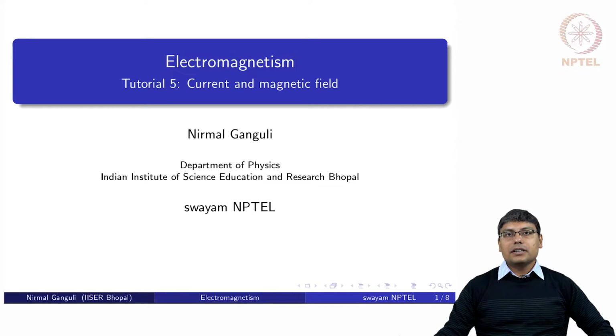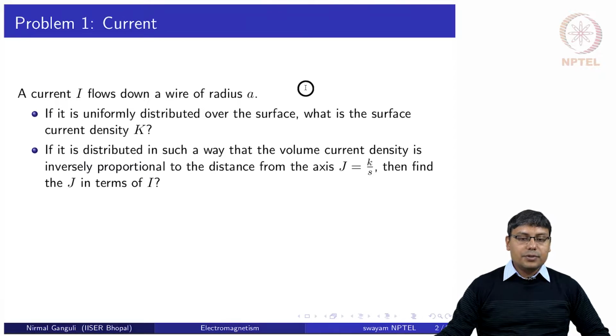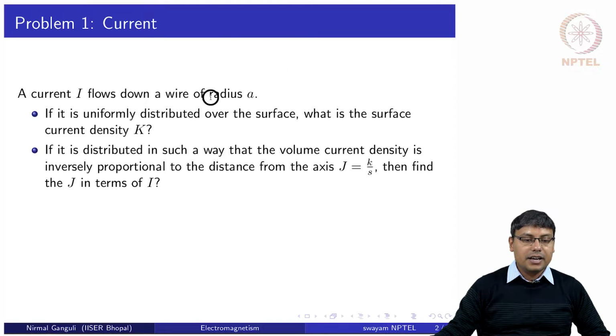Okay, so let's consider the next tutorial, that is tutorial 5, and it's about current and magnetic fields. The first problem here that we discuss is about current. So we have a current I that flows down a wire of radius A. It's a cylindrical wire that we consider, and it's of radius A.